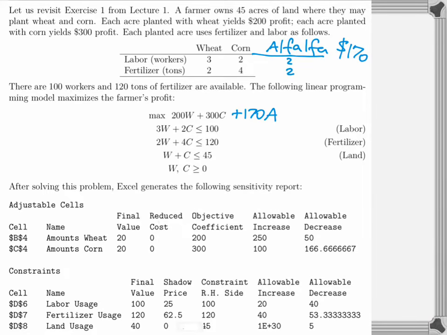In the labor constraint, I would say, there's going to be a 2 alfalfa here. In the fertilizer constraint, also 2 alfalfa, because of these numbers up here. And in the land constraint, I would have plus alfalfa. Great.